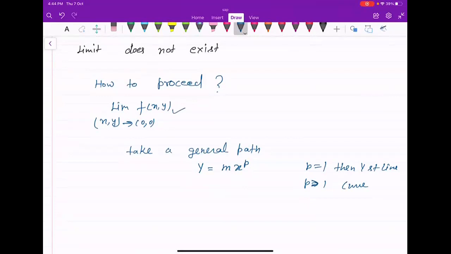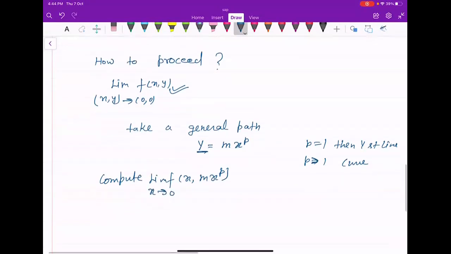So this two-dimensional problem can be written in terms of x: compute the limit as x is tending to 0 of f of x, now putting y equal to m x^p. Understand? Compute the limit as x is tending to 0, where f is the function of x and y, and y is what? That is m x^p.